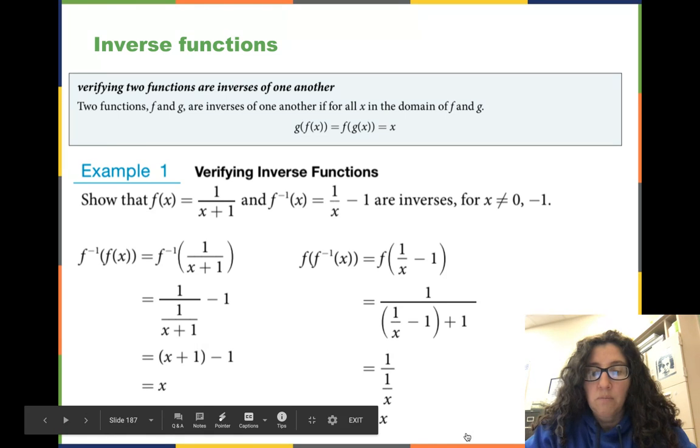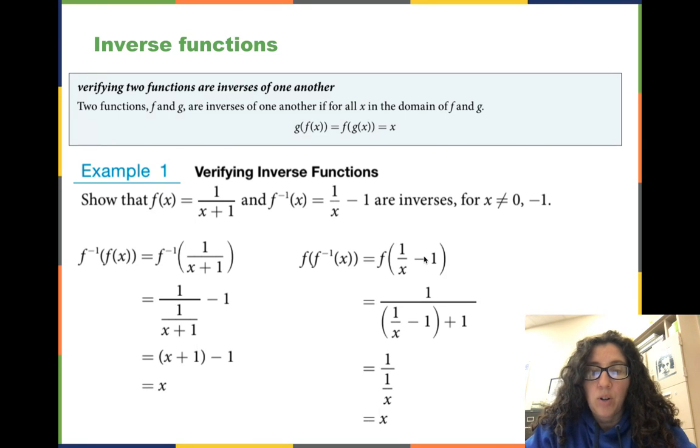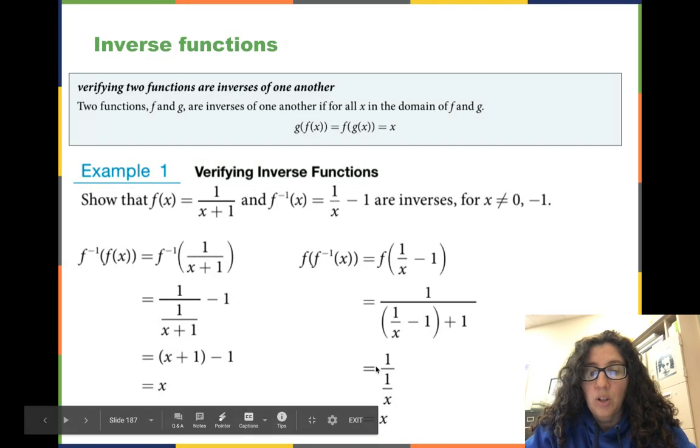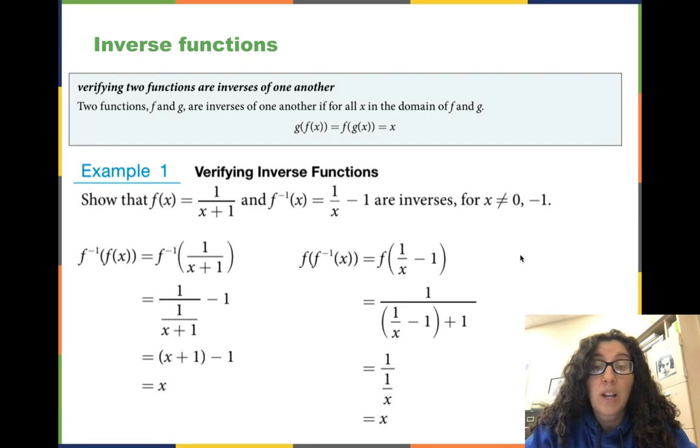Right, over here, f of f inverse is going to be f of 1 over x minus 1. We plug that into our function. These cancel. We're just left with 1 over x, which is just x. You guys did problems like both of these for your homework and on the first test.